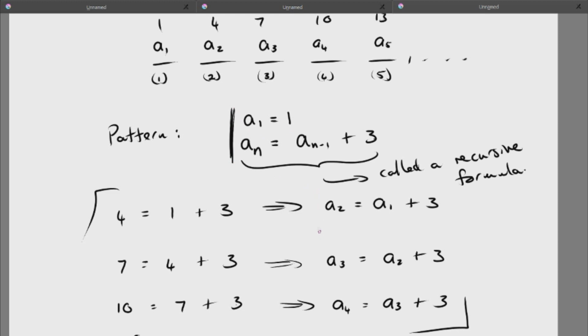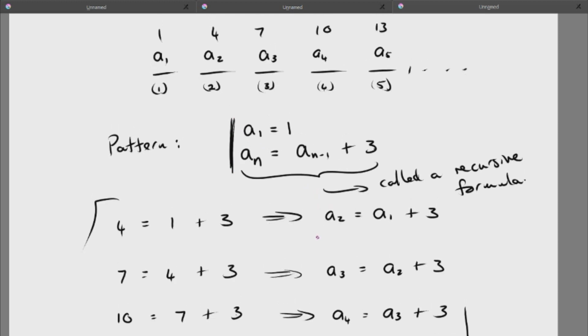Together, they make the recursive formula. If I say start with a 1, and then add 3 every time, then everyone's going to make the same exact sequence. I need both of those things. I need to know where to start, and I need to know how to go from one to the next. So a recursive formula comes with 2 parts. Any questions on that recursive formula and what it is trying to say?